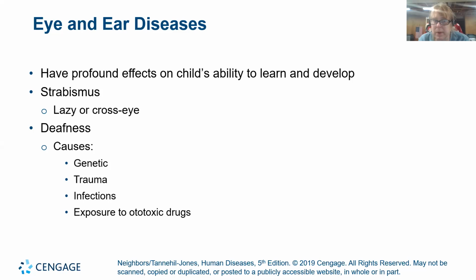Deafness: remember we talked about the causes, genetic causes, trauma, infection, exposure to some drugs that are toxic to the ear. Again, we want to make sure that if they are deaf, we teach them sign language and other ways to learn. If they can't see, we want to teach them other ways to learn. There's so much progress going on right now that most of the time it doesn't impede them at all. The main thing is getting the diagnosis very early.